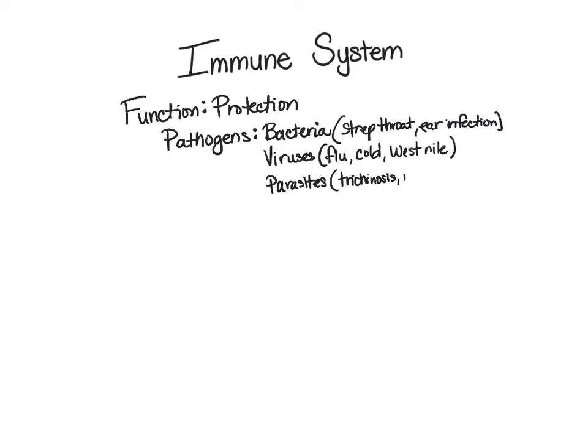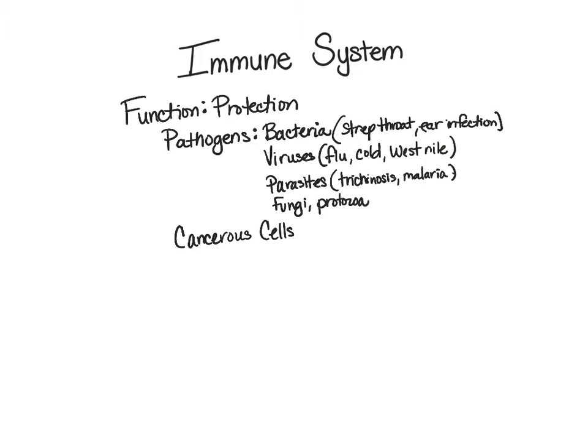Also something that would give like malaria. Malaria is a parasite that lives in the blood. So parasites and other different types of things like fungi and also some protozoa. So those are different types of pathogens that the immune system would be protecting us from. But the immune system also protects us from things like cancerous cells.